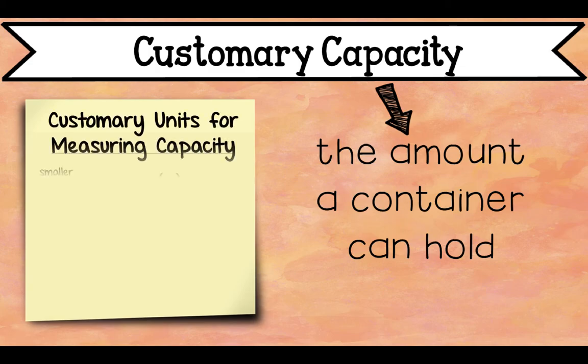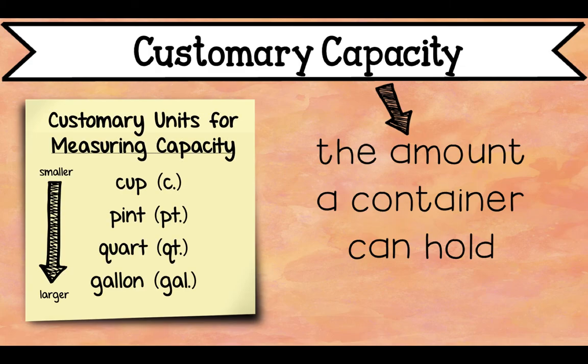For example, we have 4 types of units that we're going to use when we're talking about measuring in capacity. We have cups, pints, quarts, and gallons. Cups are going to be the smaller version of the unit. Gallons are going to be the biggest unit that we're going to be talking about. And specifically, boys and girls, we're really going to be focusing on cups and gallons.